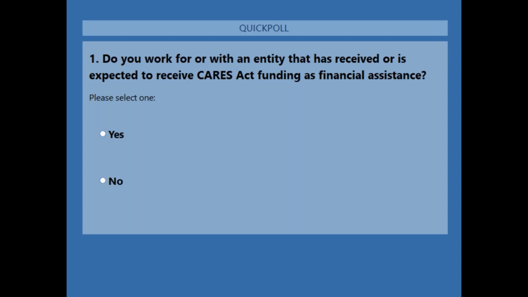So I would generally think most governments would be on the yes side. So maybe that's just part of the makeup of our audience today. April, I'm not sure if you're seeing many governments that have not received at least some CARES Act funds at some point.